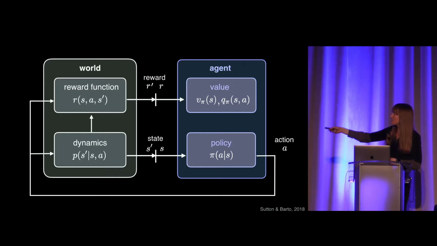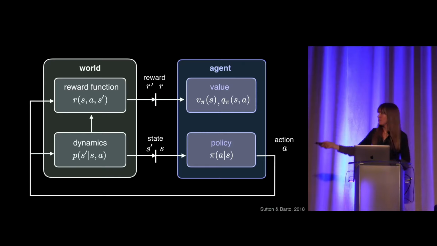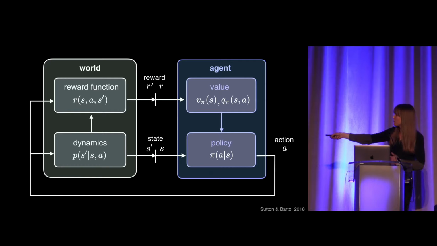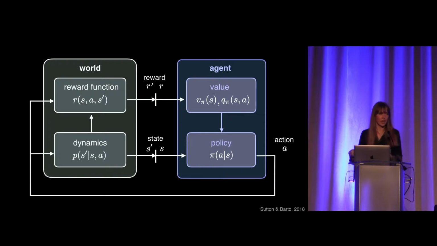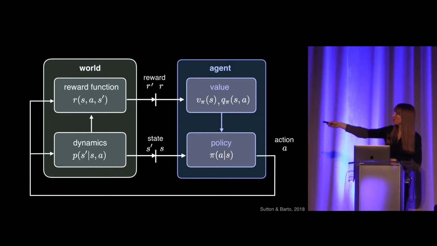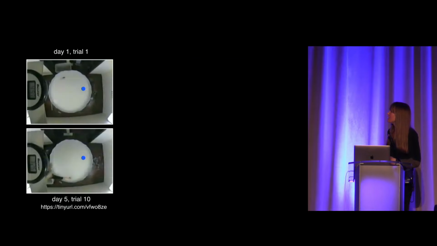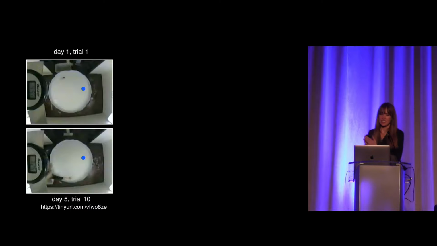And now if you have these internal estimates, you can use them to inform your policy. So now you can decide how you want to choose your actions depending on what you think is valuable in the world. Okay. So we can use these types of ideas to understand animal learning in a variety of different contexts.